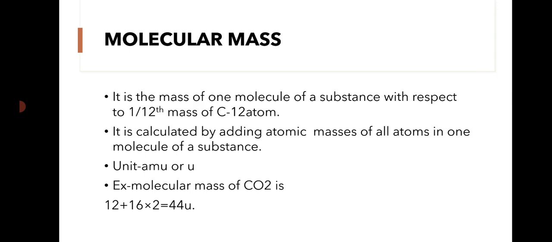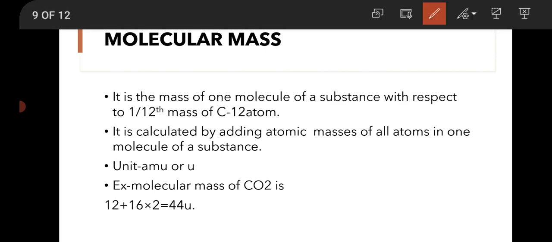Now the next term is molecular mass. What is molecular mass? It is the mass of one molecule of a substance with respect to 1/12 the mass of a carbon 12 atom. Just the same way we defined atomic mass, in the same way molecular mass is also defined. Relative to 1/12 the mass of a carbon 12 atom, the mass of one molecule of a substance is known as its molecular mass. And how do we calculate it? We calculate it by adding the atomic mass of all the atoms present in one molecule of a substance.